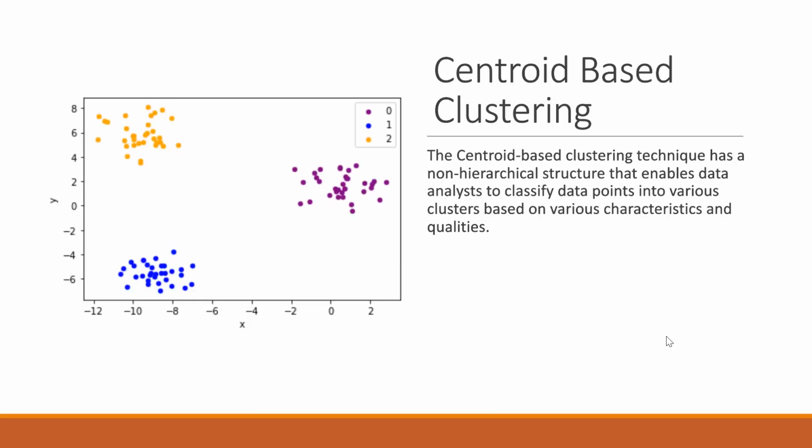The centroid based clustering technique has a non-hierarchical structure that enables data analysts to assign data points into various clusters based upon various characteristics and quantities. As the name implies, this clustering technique establishes a particular cluster around a centroid, or we can say the center point, that governs the distribution of data points. These algorithms always take into account outliers, which are the data points that are far away from other data points.